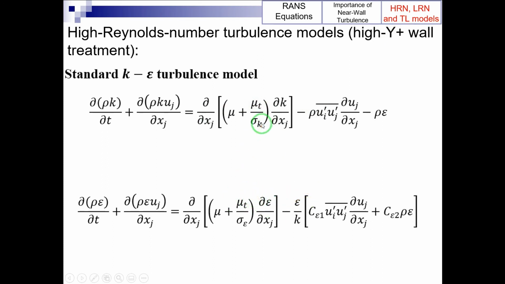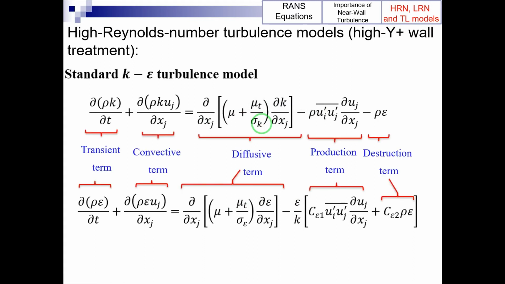In these transport equations, we can see the transient term or the rate of increase as shown here, the convective term, diffusive term, production term, and finally the destruction term. From these transport equations, k and epsilon are calculated, which are used to estimate the eddy viscosity as shown in this equation. Okay, C mu is the model coefficient.